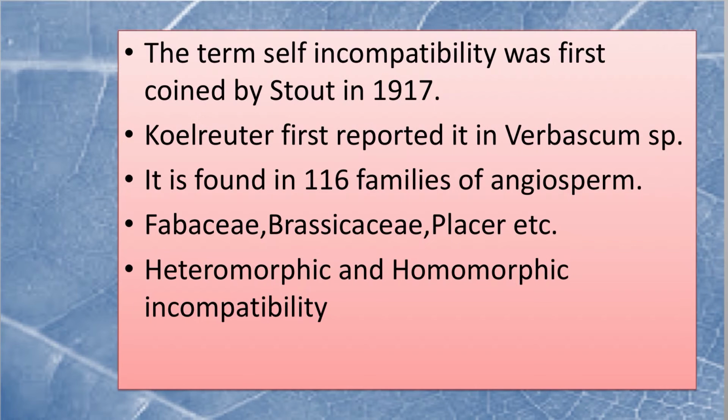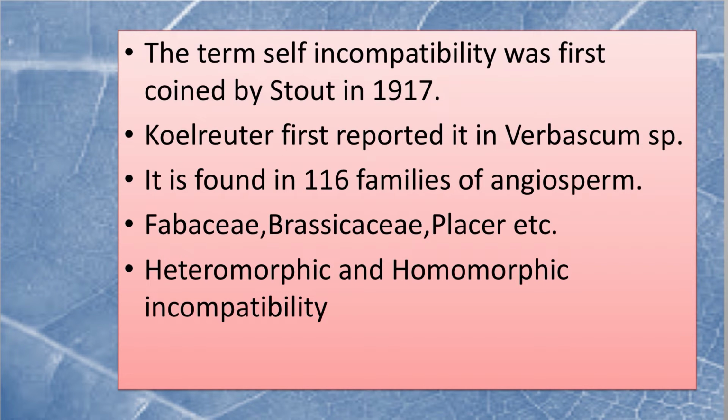So, this term self incompatibility was first coined by Stout in 1917. However, Kohlreuter first reported this in Verbascum species, and this is not seen in case of one or two plants. This is seen almost in 116 families of angiosperms, like Fabaceae, Brassicaceae, Poaceae. There is a mistake in this slide, that is Poaceae, P-O-A-C-E-A-E.